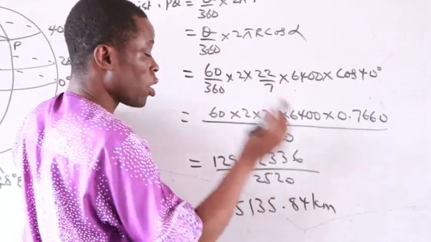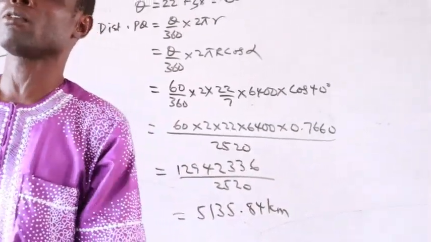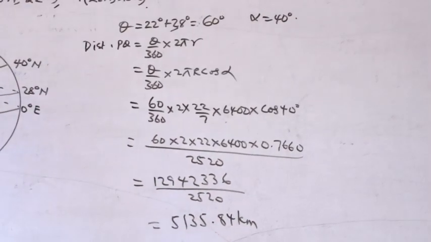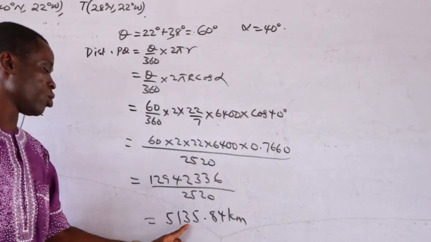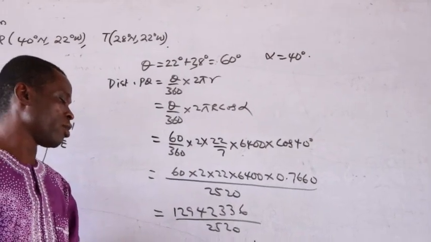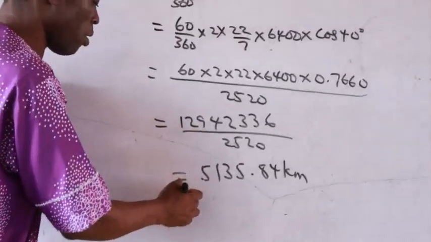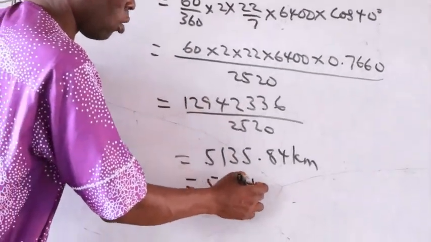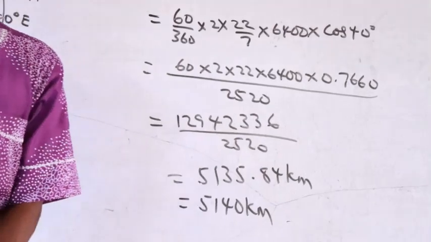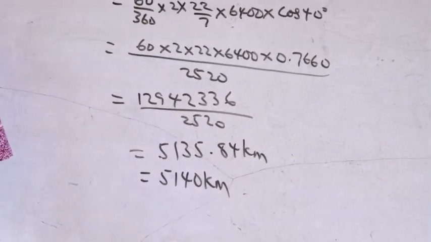Please, do you have a degree of accuracy in that question? What is that? So 3 significant figures. 1, 2, 3. What do you think will be the answer? 5140 kilometers. That is the shorter distance between P and Q.